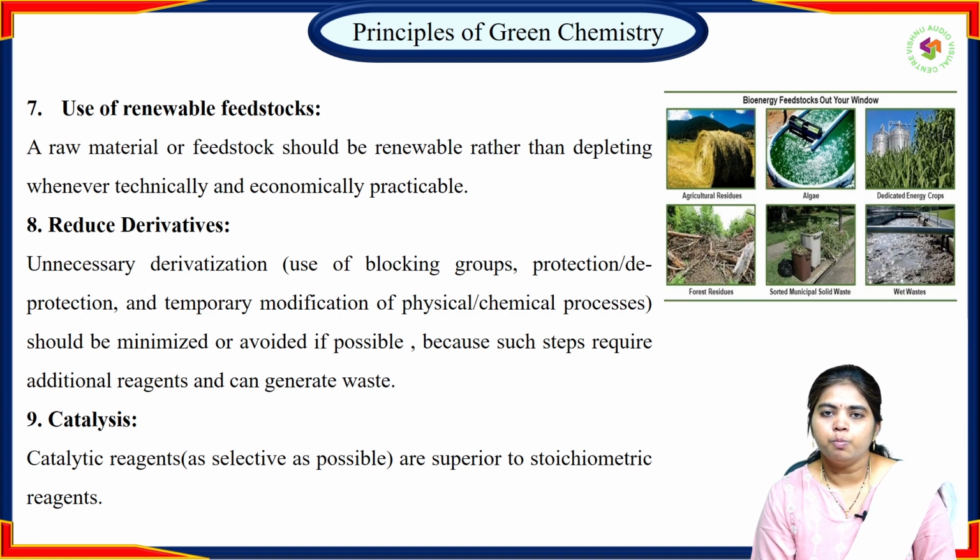And our ninth principle is catalysis. Catalytic reagents, as selective as possible, are very superior to stoichiometric reactions. Most of the stoichiometric reagents can be replaced with catalytic reagents, so that most of the reactions can take place at a faster rate. At the same time, energy consumption can be decreased.